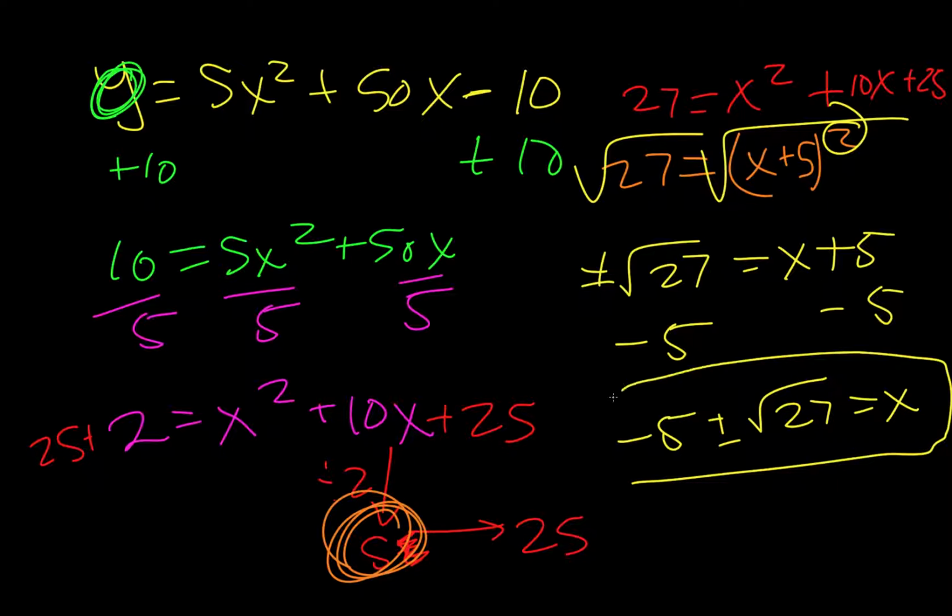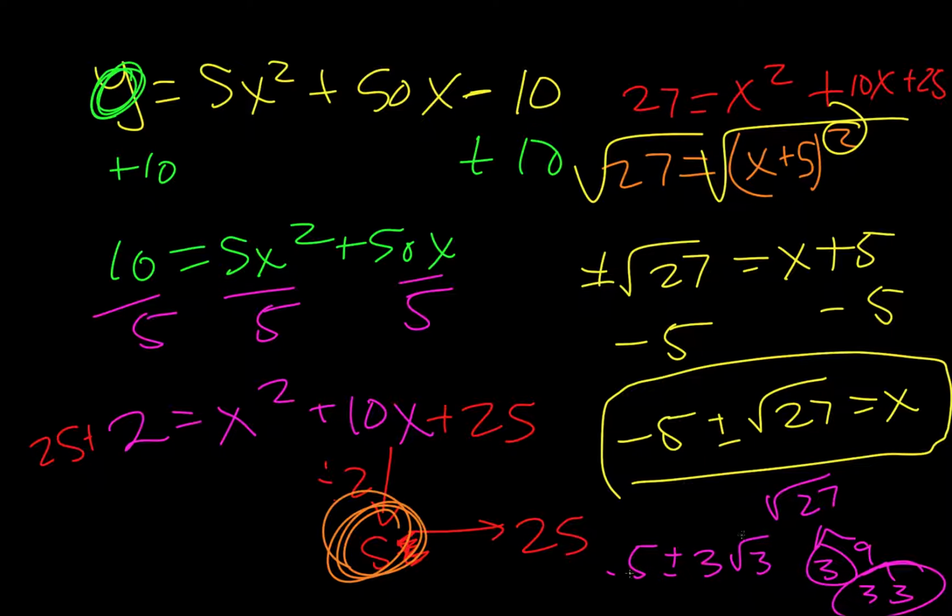Now if you want to stop there, I'll accept that, and I'm not worried about the simplification. But technically we could take this square root of 27, 3 times 9, 3 times 3, pair of 3's, single 3, and we could replace that with negative 5 plus or minus 3 root 3 is equal to x. So that would be the fully simplified version, but like I said, this one is fine. You'll get full credit in the class.